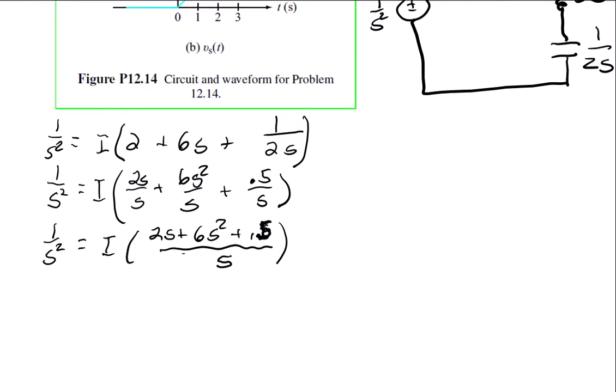Thank you, kitty. All right, so now we want to solve for I. So I'll multiply both sides by the reciprocal of this. So I equals S over 2S plus 6S squared.